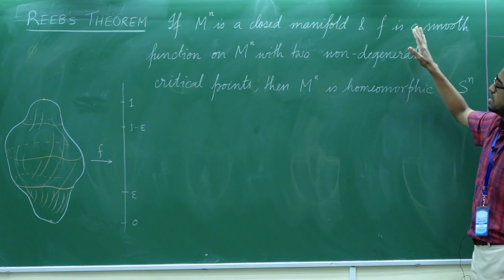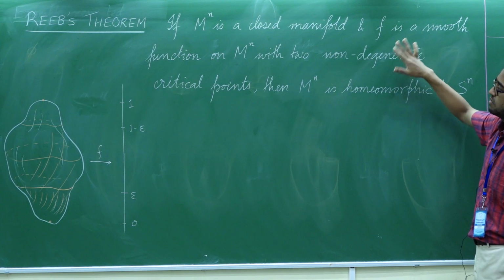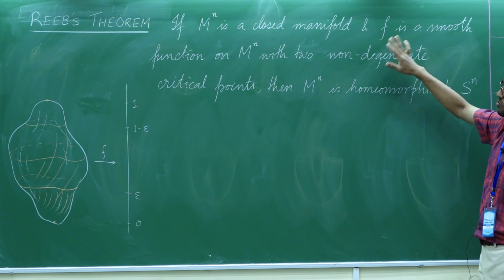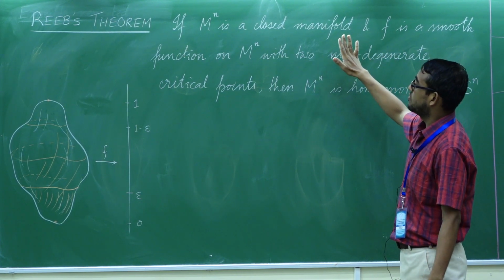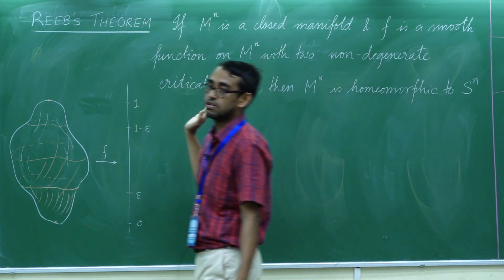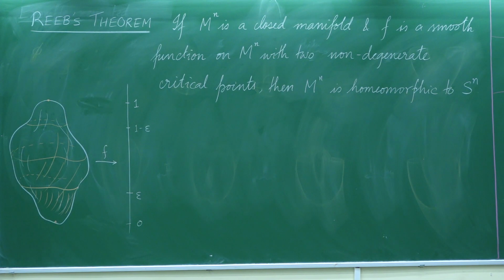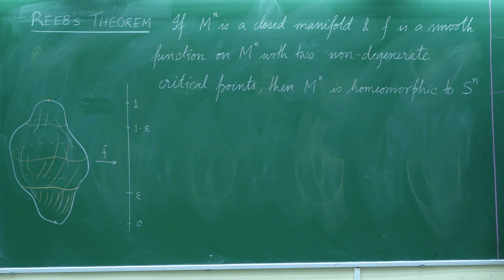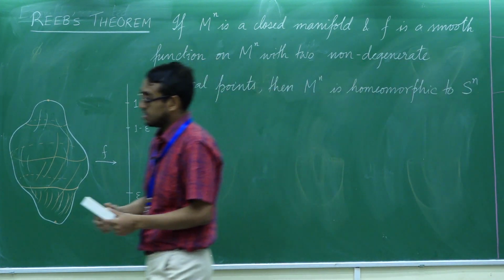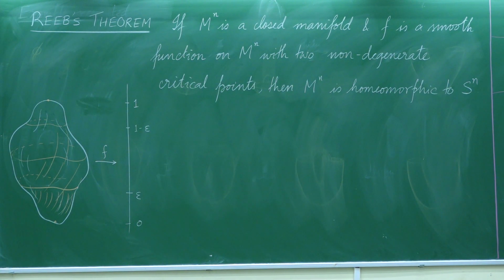I think Milnor later on wrote a small article where, if you do a bit of work, you can drop this condition of non-degenerate. So even if you have two degenerate critical points, it still comes out that it's a sphere. So it's a nice technique. So now the point is, okay, what can you do with this? Well, if you are someone like Milnor, you can do a lot.